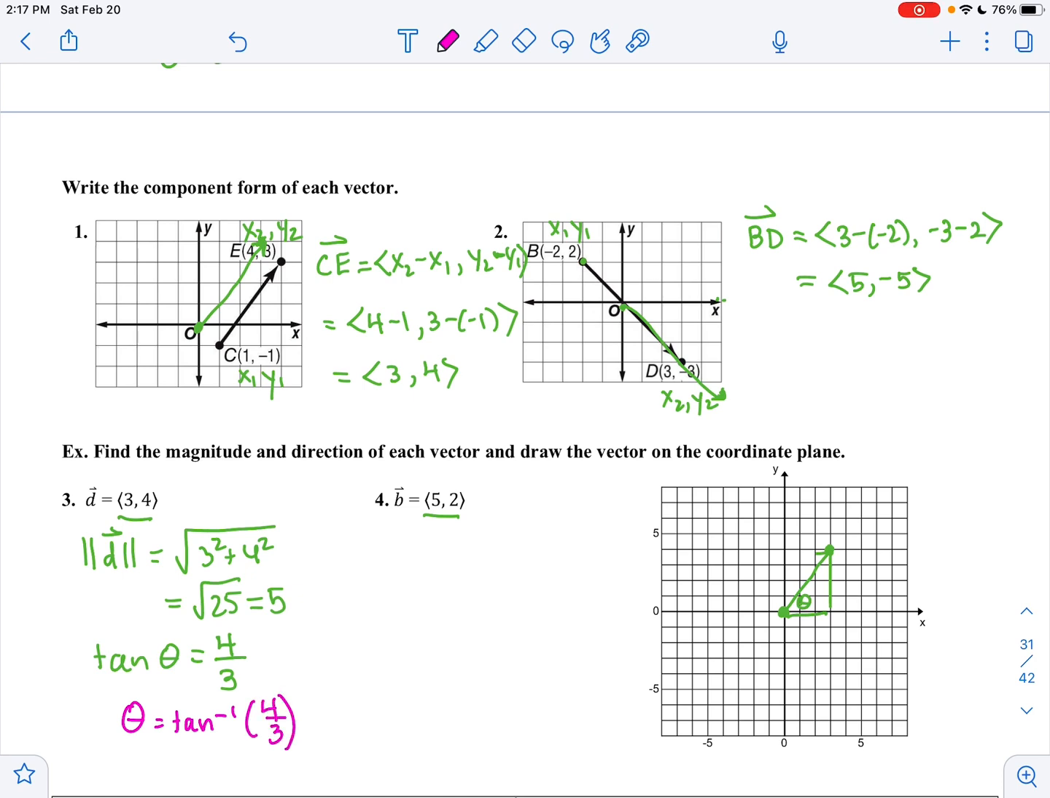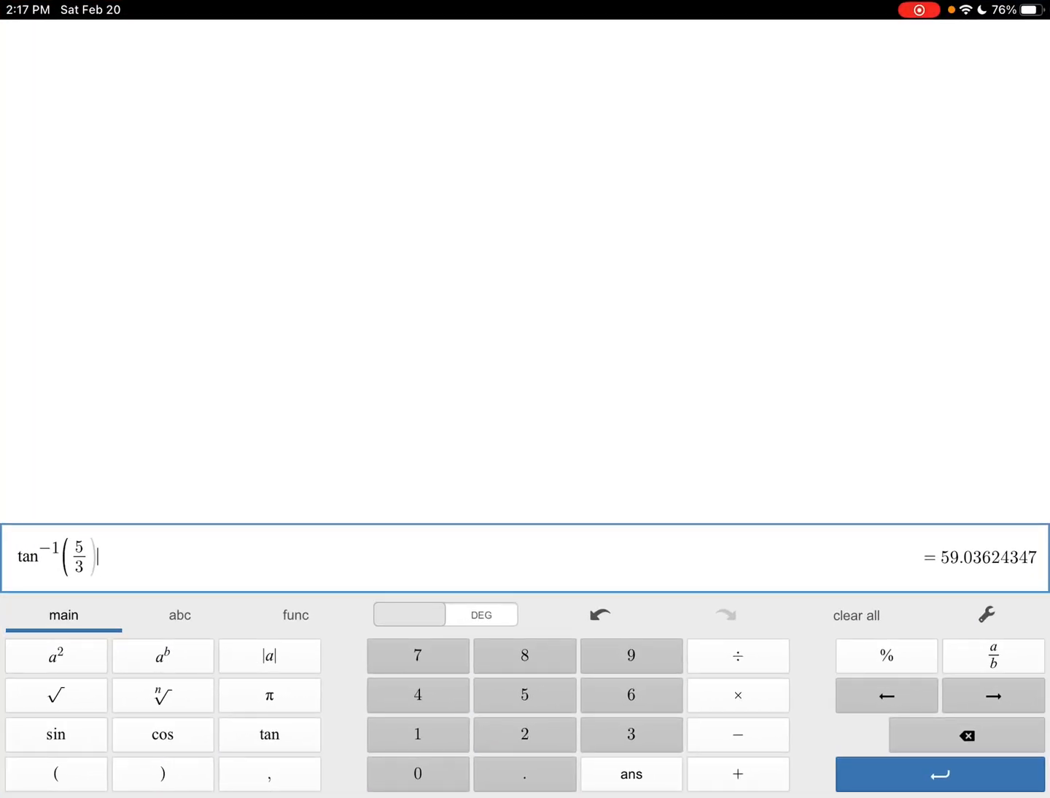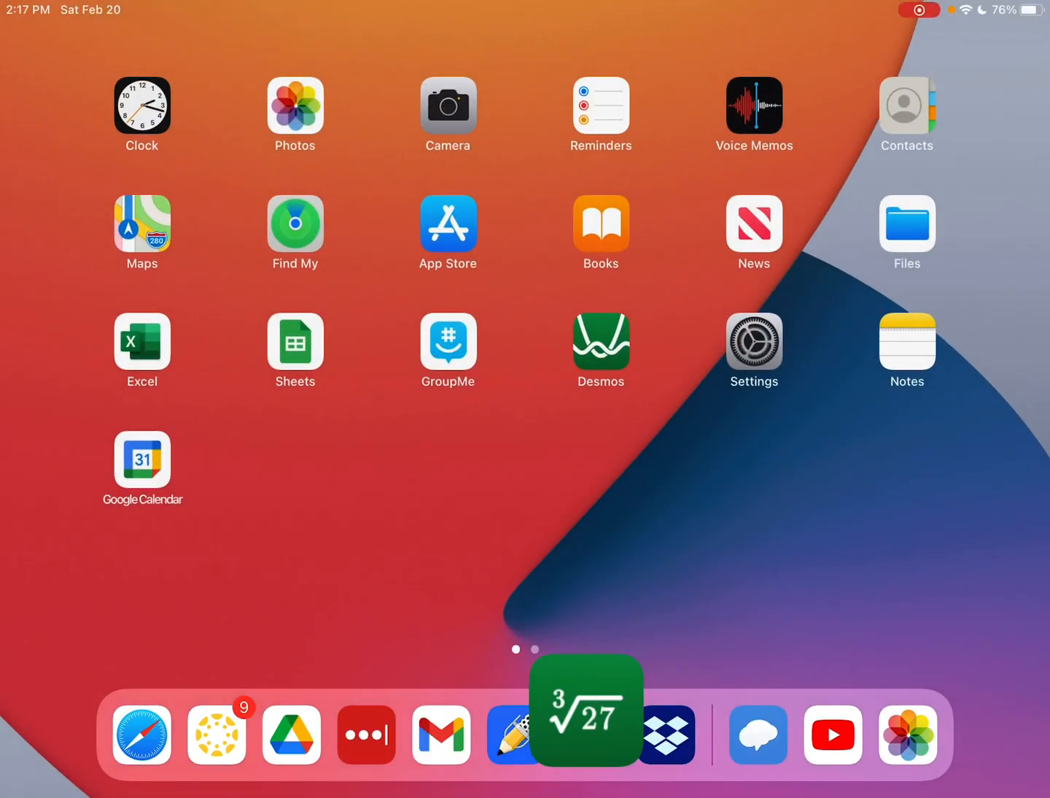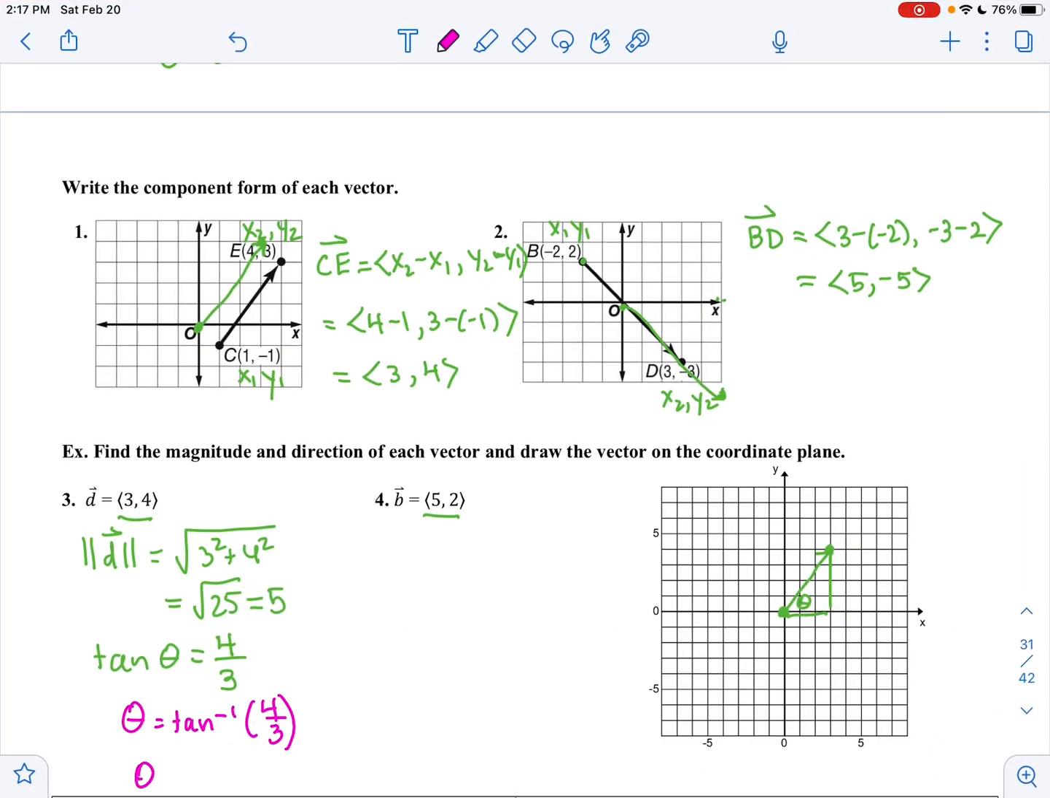And remember, anytime you're solving for an angle measure, you're going to use inverse tangent. So if we go to our calculator and enter in, you can adjust the last one that we just did, and put 4/3 here, we get 53 degrees is the direction of that vector. So theta equals 53 degrees.